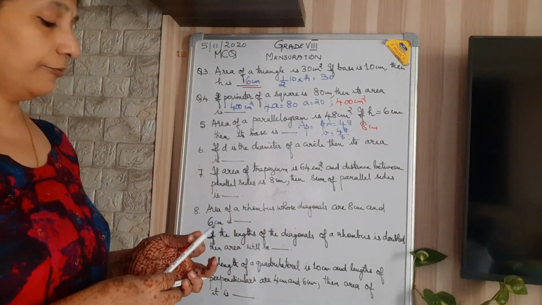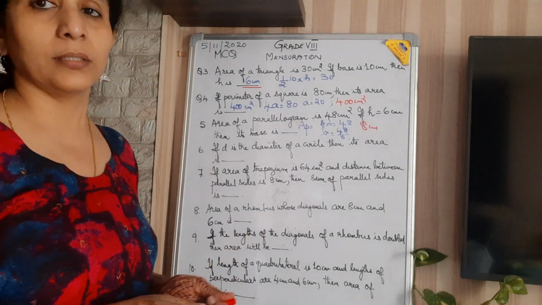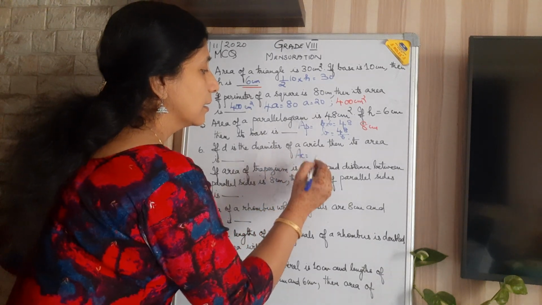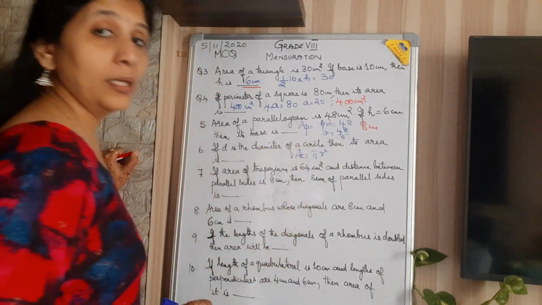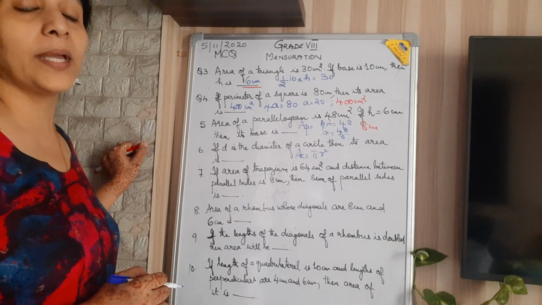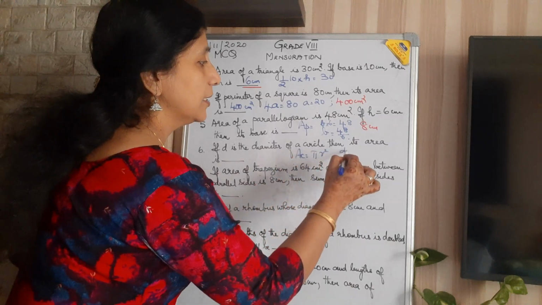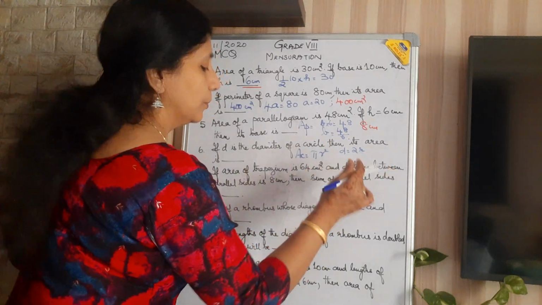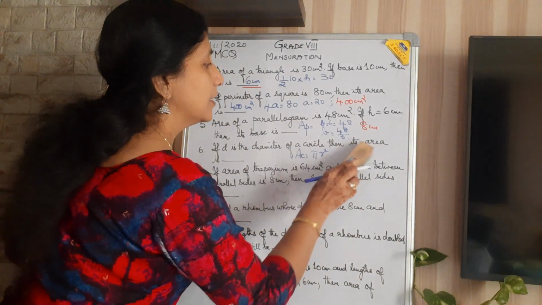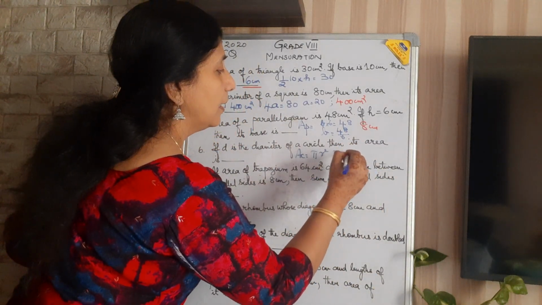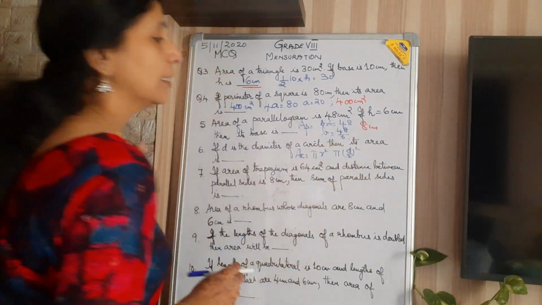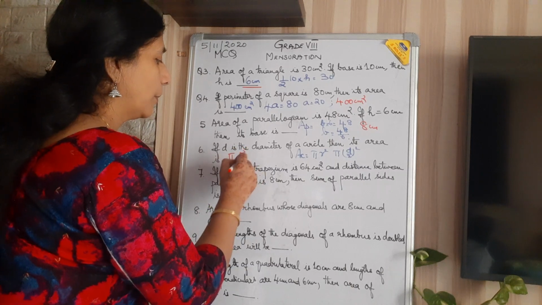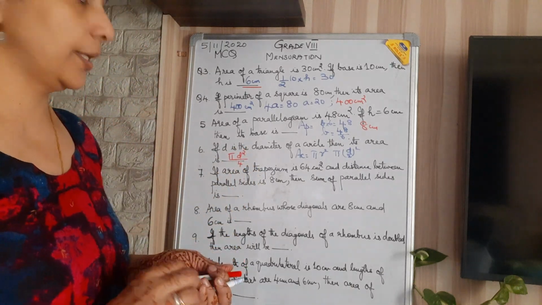Now the next one, if d is the diameter of a circle, then find the area. You know that the area of a circle is pi r square. So what is the relation between the diameter and radius? Diameter is 2r, so r is d by 2. So here instead of r you will write pi into d by 2 whole square. So it is pi d square by 4. So the formula is pi d square upon 4, that is 1 by 4 pi d square.